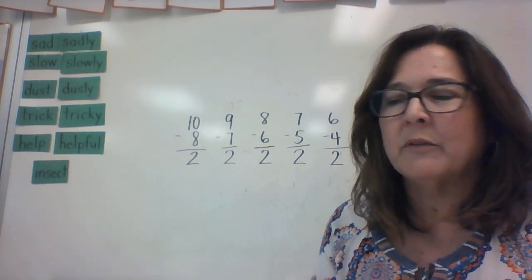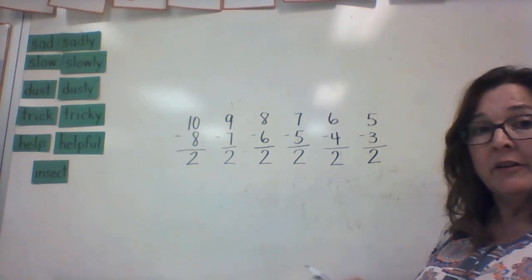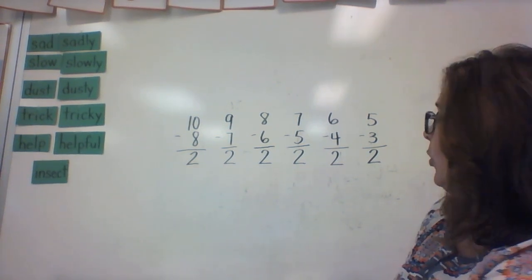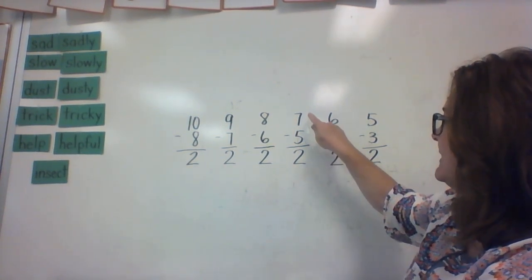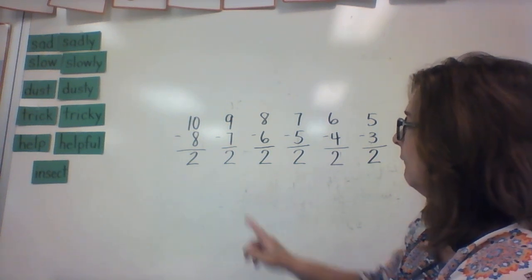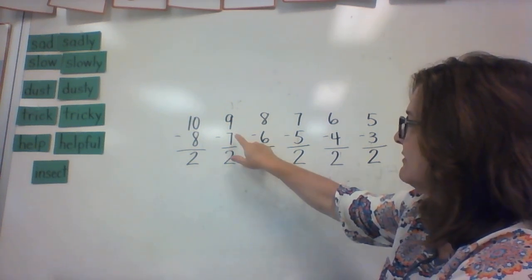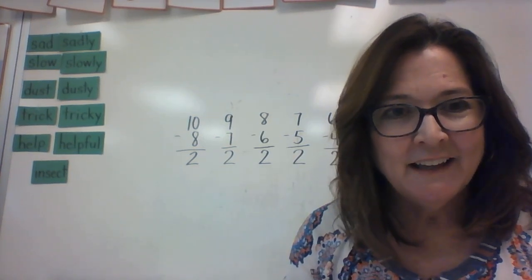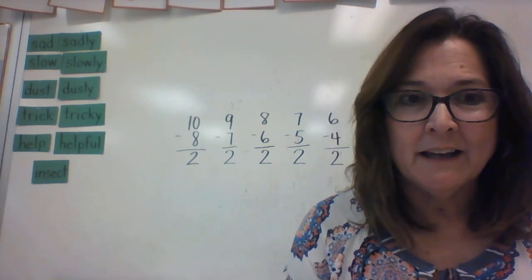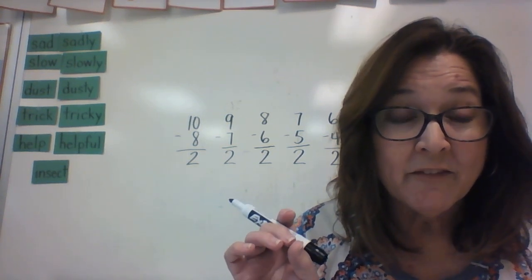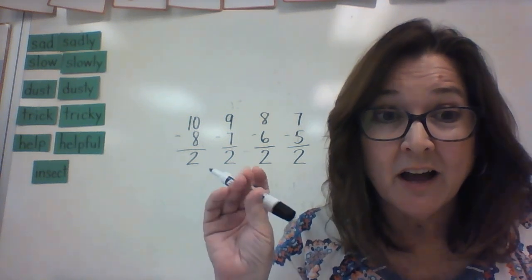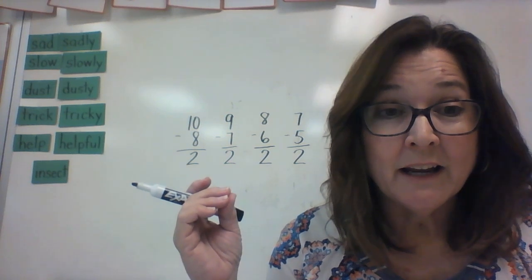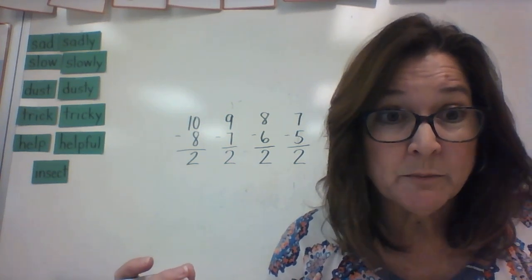Let's try our odd numbers. 1, 3, 5. 1, 3, 5, 7. 1, 3, 5, 7, 9. Do you see? Just an easy way if you can remember that. When we have even numbers right beside each other or odd numbers right beside each other in a subtraction problem, our answer or our difference is going to be 2.